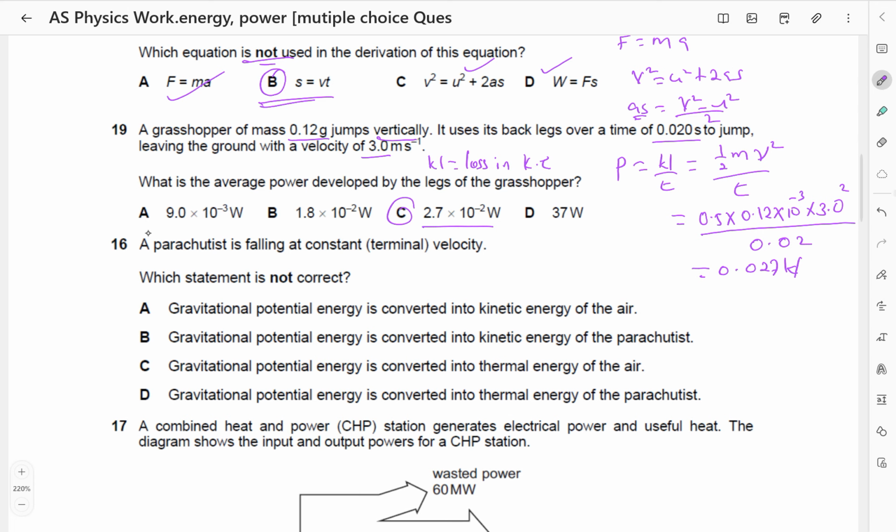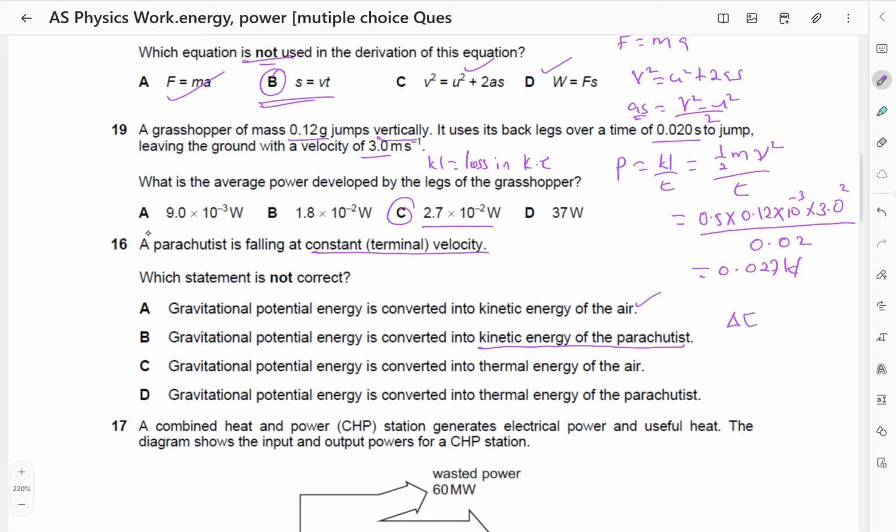A parachutist is falling at a constant terminal velocity. Which statement is not correct? Gravitational potential energy is converted into kinetic energy of the air. Okay, that is correct. Because he is falling, he is losing gravitational potential energy as the air gains kinetic energy. Then gravitational potential energy is converted into kinetic energy of the parachutist. This is not correct because the parachutist himself is moving at a constant velocity.